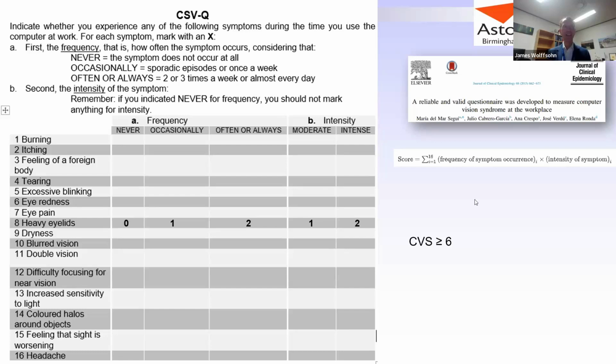So let's say in this case, I have a feeling that the sight is worsening, and I think that that's often or always. That gets a score of 2.